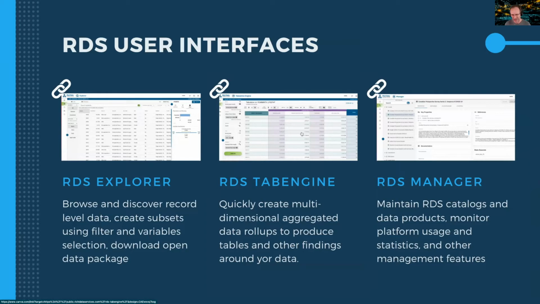One is called the RDS Explorer that allows you to browse record level data, do subset and download the data. Another one is called the RDS Tab Engine, which allows you to basically create tables and crosstab where you pick variables as dimensions and then do counts or various level of statistical aggregations on your data. We also have the RDS manager that allows you basically to manage the platform. You can log in there, add data set, and load metadata. You'll see some of these today.